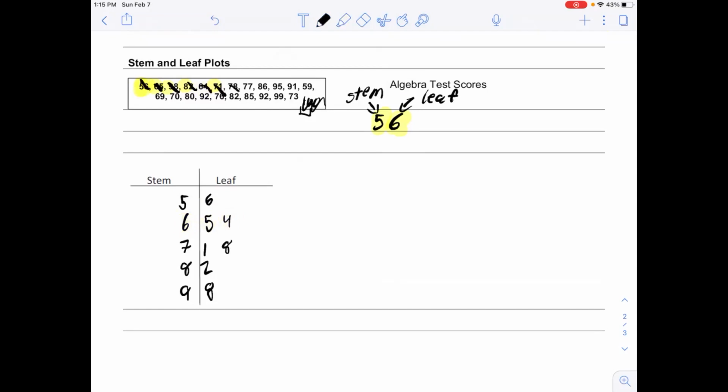78, 77, 86, 95, 91, 59, 69, 70, 80, 92, 76, 82, 85, 92, 99, and 73.